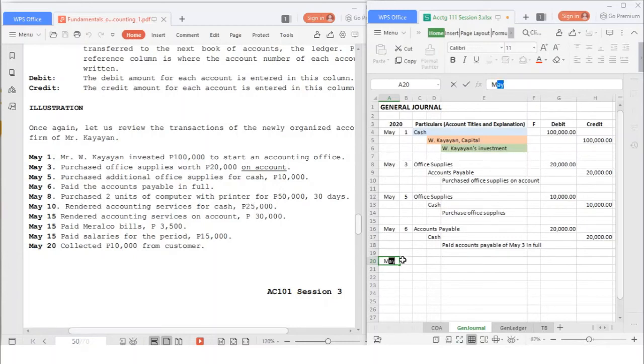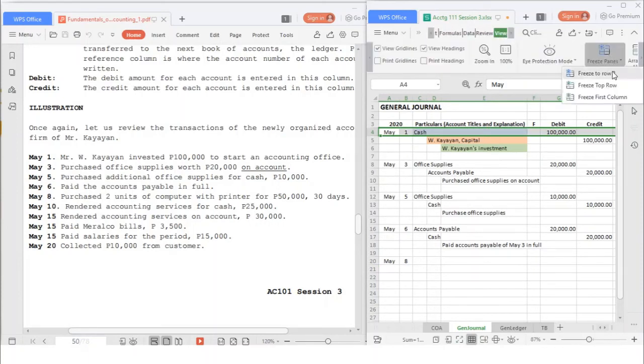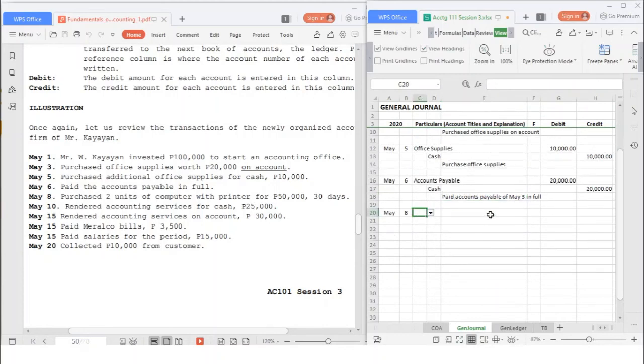Now, let's move on to May 8. Purchase 2 units of computer with printer for 50,000. So, 30 days. Take note na ay term nga 30 days.